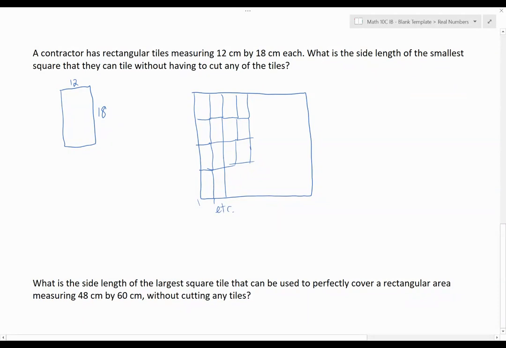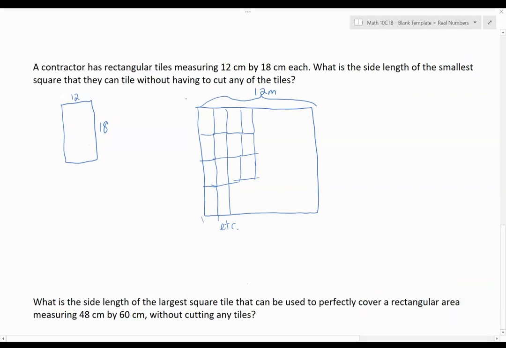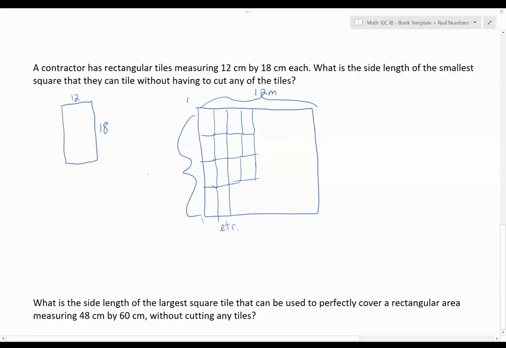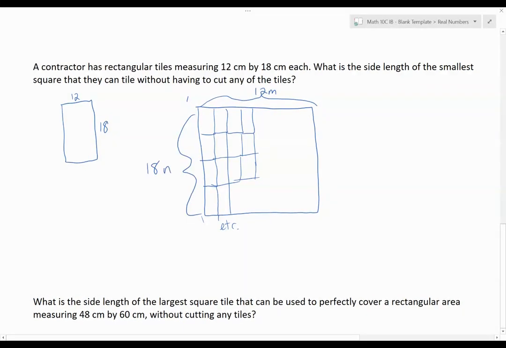And I want to be able to do a square. So in other words, along this side, this length has to be 12 times something. I'm going to call that something m, however many tiles I have. So the length of that side of the square is going to be 12 times however many tiles I have. And this length is going to be 18 times however many tiles I have in that direction.